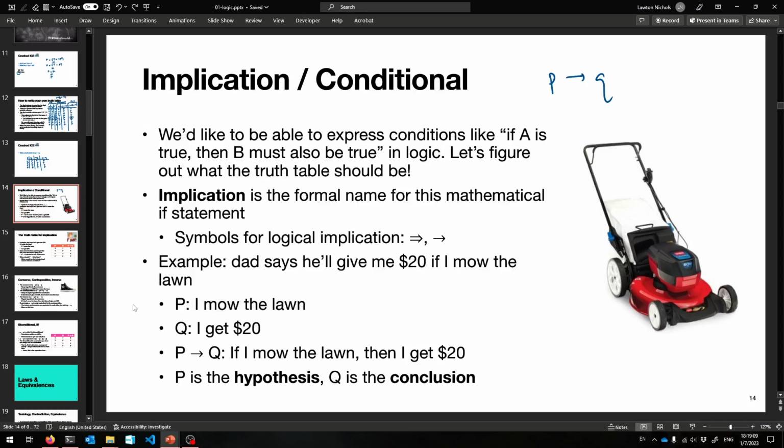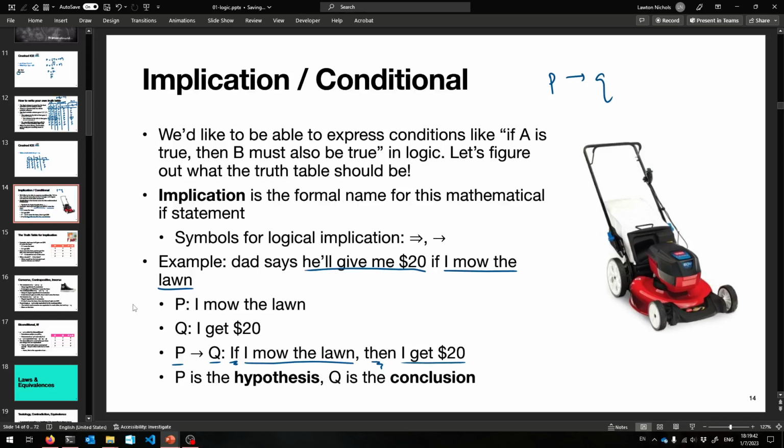Okay? So P implies Q is if I mow the lawn, that's the first part. I mow the lawn is the P. Then, that's the second part. That's the conclusion. Then I get $20. That's the Q. Okay? Does that make sense? So you can break this down from this sentence by looking for things like, if I mow the lawn, that's the condition, right? The hypothesis. And then Dad will give me $20. That's the conclusion if I end up mowing the lawn.